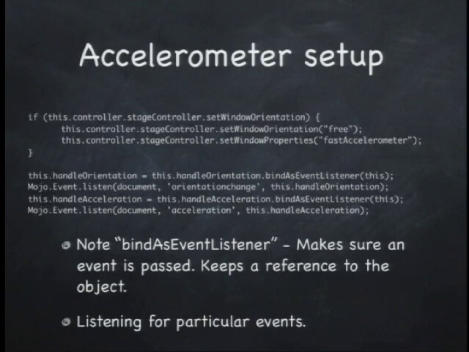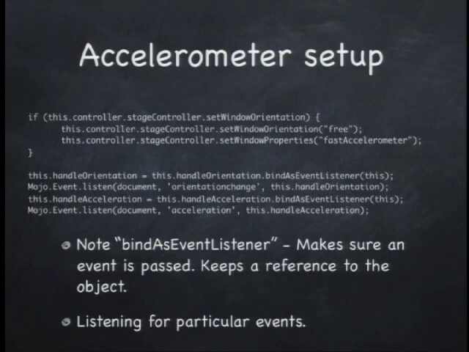First thing when we're working with an accelerometer, we have a couple of options. We can set up whether we want the window orientation to be fixed, which it is by default, or free, meaning that you can orient the device and it will follow you. This is kind of an interesting one, set fast accelerometer. The normal accelerometer goes at 4 cycles per second. Fast accelerometer goes at 30. So if you're trying to do a game where you're tipping back and forth to do steering, say, then you probably want a fast accelerometer setup.